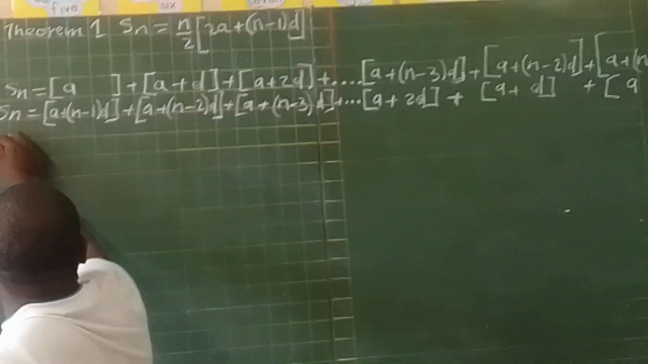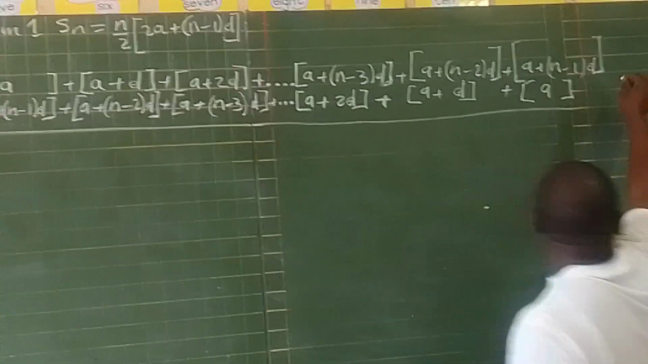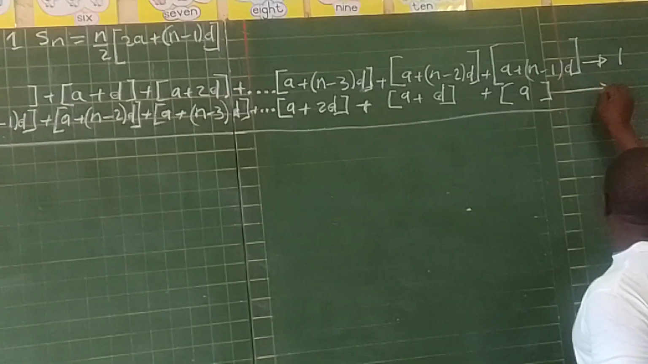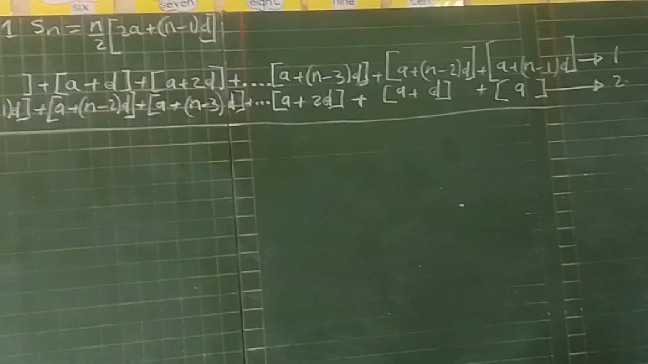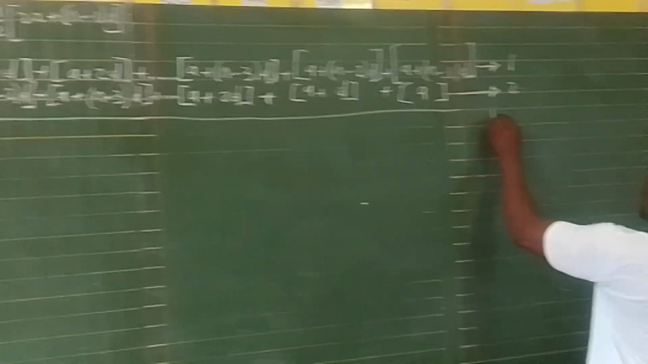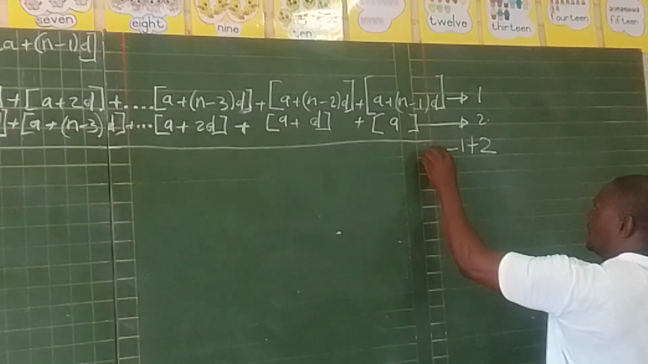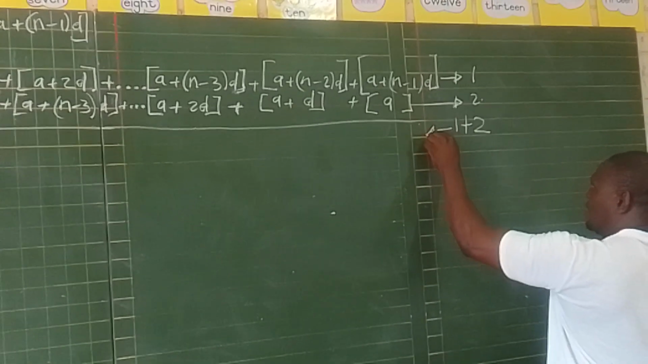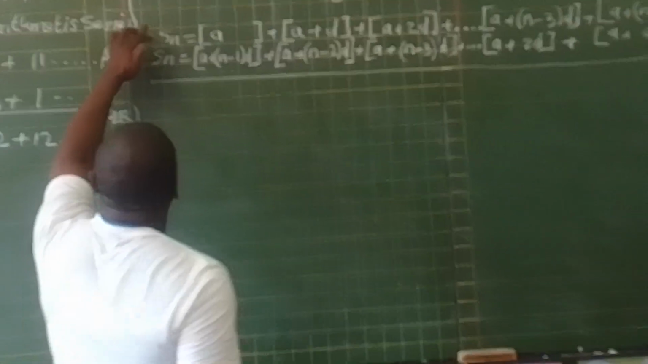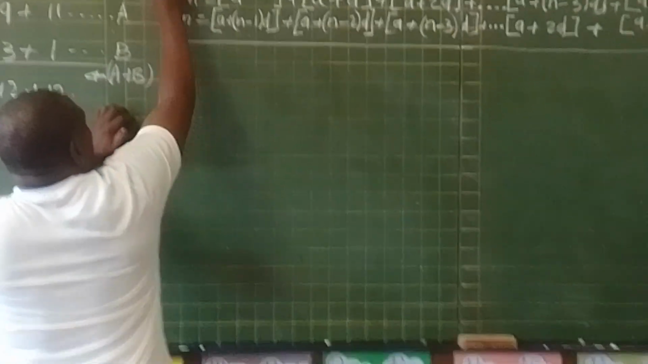Now we come to add these two terms. The first one was 1, the second one is 2. Then we say 1 plus 2. This is the answer that you are going to get. So when we add these two, we have 1s plus 1s, you get 2s.